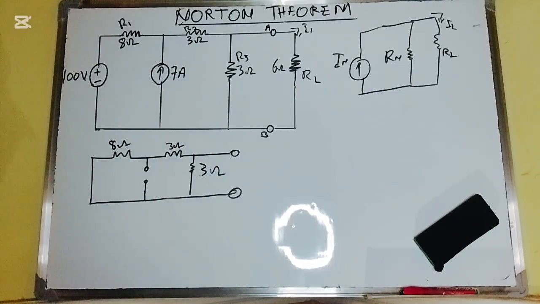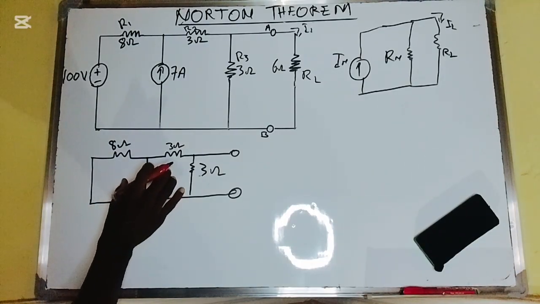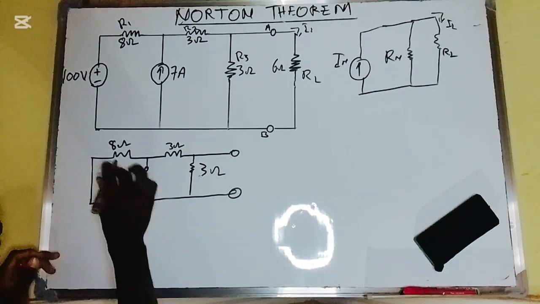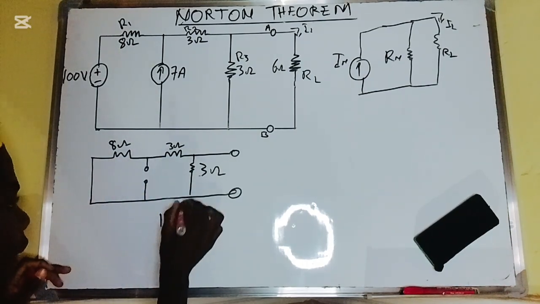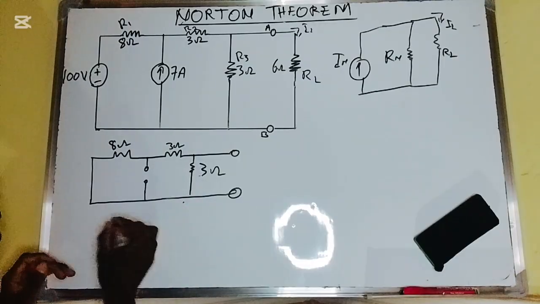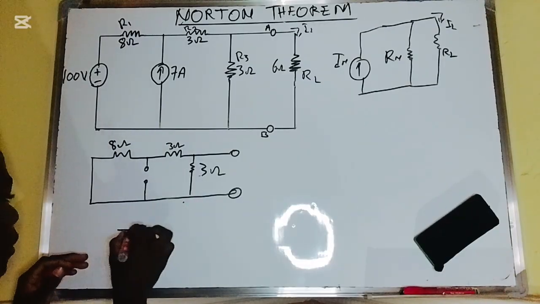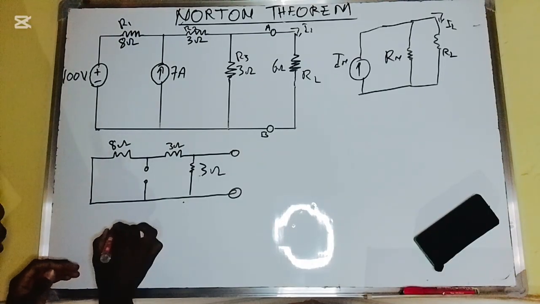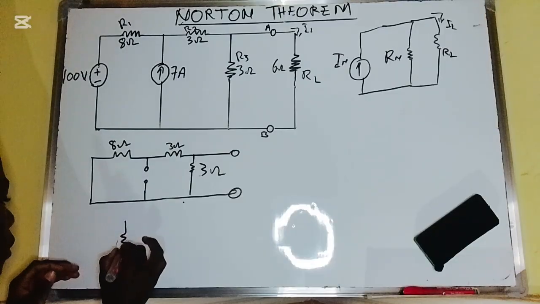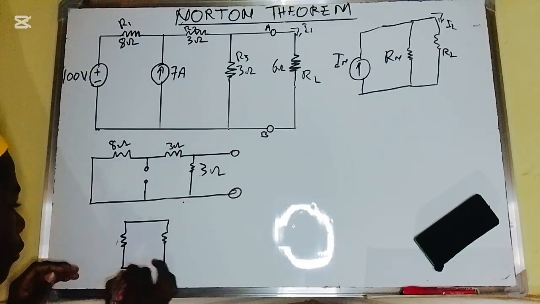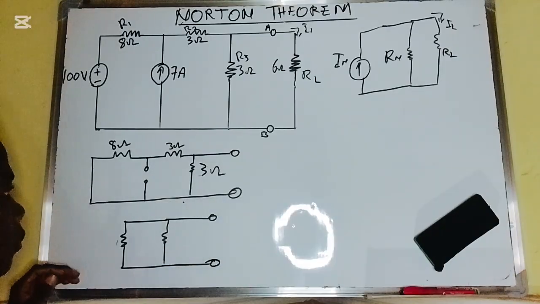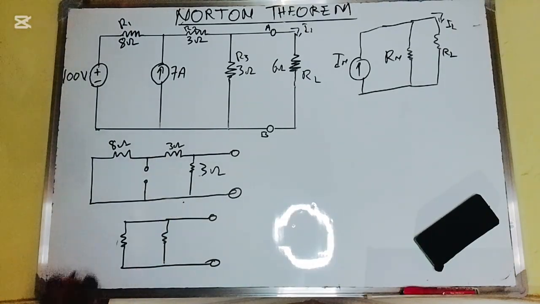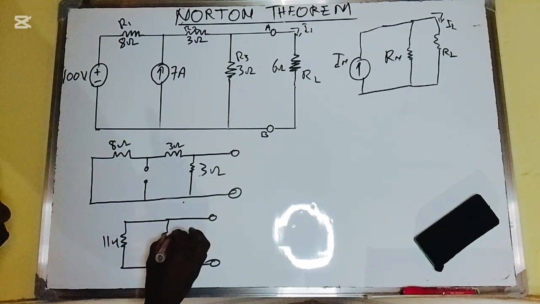The next thing we're going to do is check whether these are in series or parallel. This and this are in series, so this should now be 11. Let's redraw the circuit. After making it in series, the circuit should now be this. And this is an open circuit, so there will be no current through this. So we have 11 and we have 3 ohms.